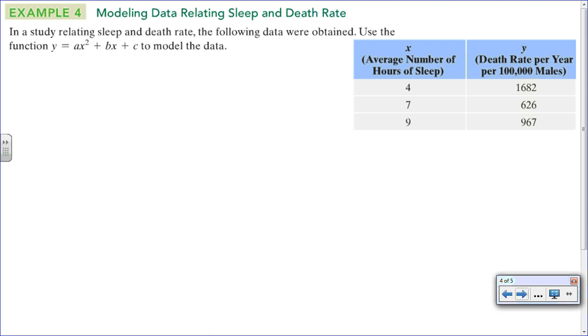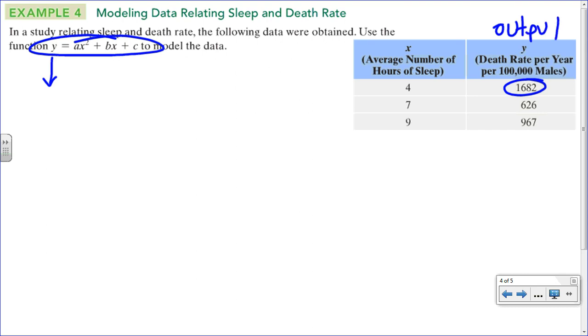And so quickly, I'm going to tell you how to set up this system. We're not going to solve it. So we're going to use this quadratic equation here. The y value is the output, so the output is given by these numbers here. So I can substitute the first one to create equation 1.